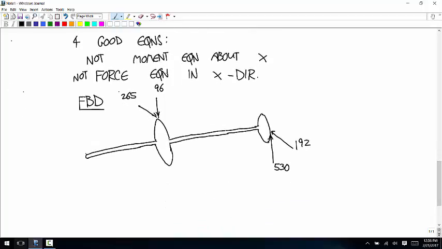So over here, we have, I'll call this R-A-Y. I'll call this R-A-Z. And then over here, same thing, I'll call this R-B-Y and R-B-Z. Any questions about the free body diagram?